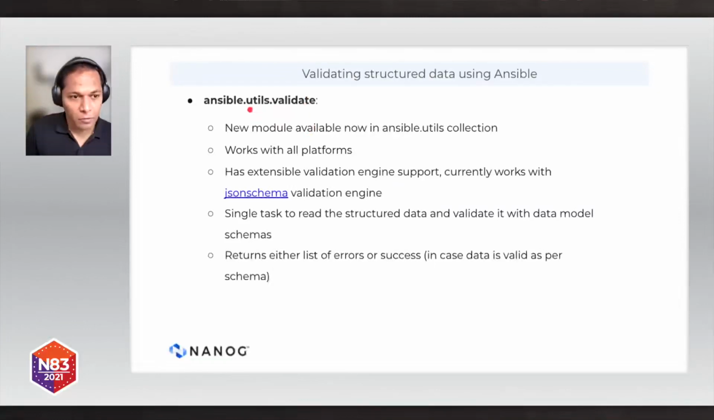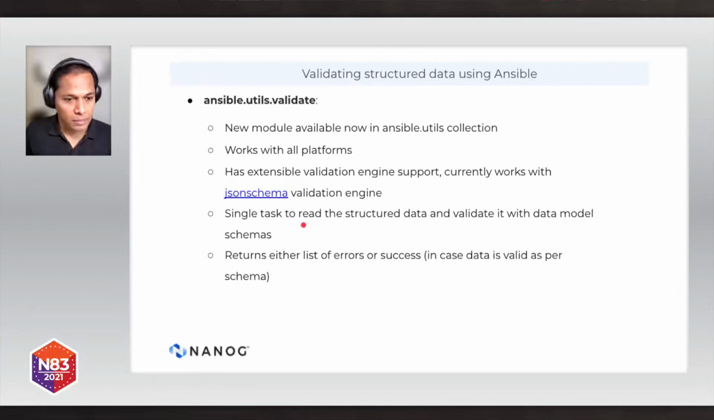The validate step can be performed using the Ansible utils validate module. Again, it works with all the platforms, Linux and network systems. It follows an extendable system. You can write your own validation engine, and it can be hooked up into the validate module. Currently, it comes with a JSON schema validation engine out of the box. Once you install the Ansible utils collection, you can just use this JSON schema validation engine on top of it.